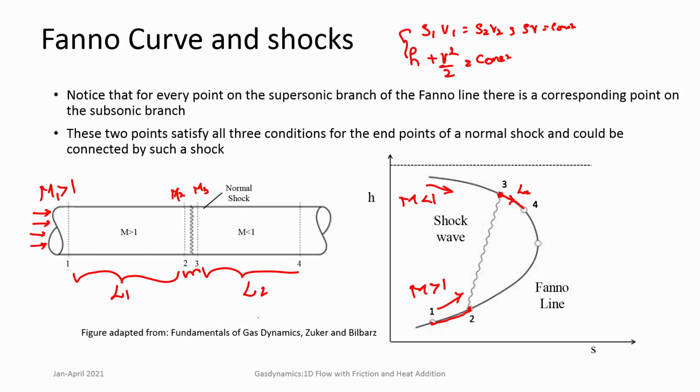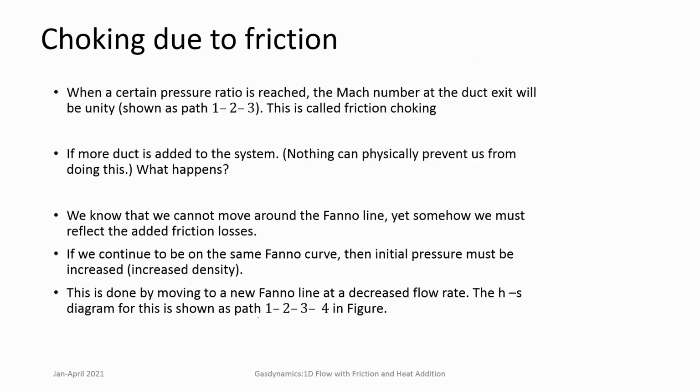So, it is possible to locate a shock in the context of supersonic flow in constant area ducts with friction, or in the context of Fanno flow. And what happens actually if there is a shock, that we will see in a few moments. So, associated with this is the very important point of choking due to friction. So, in this context what is meant by choking?